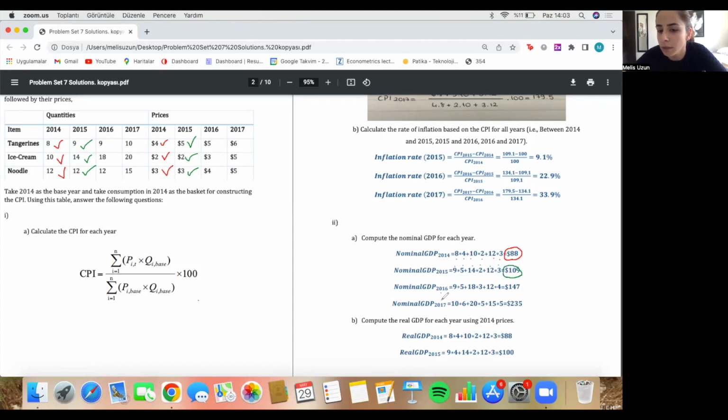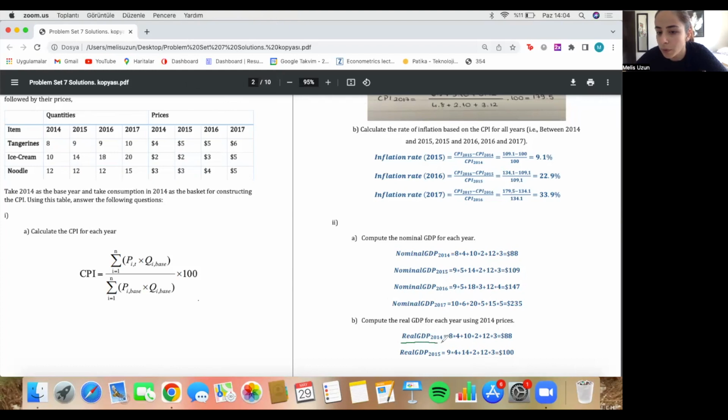So it is the same for the other years. It's the same formula, so I'm not doing it again. Let's look at the B part. Compute the real GDP for each year using 2014 prices. Now we will use 2014 prices, but the quantities for each year.